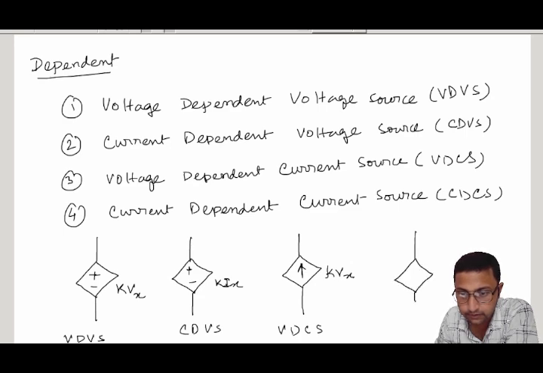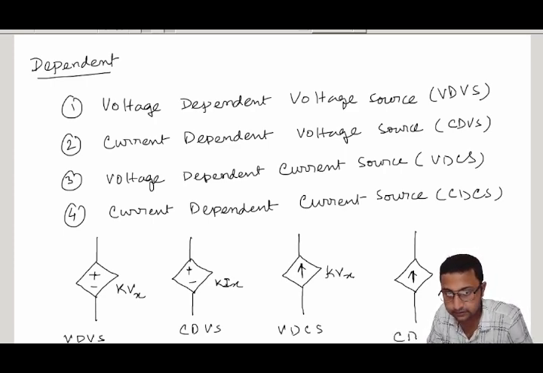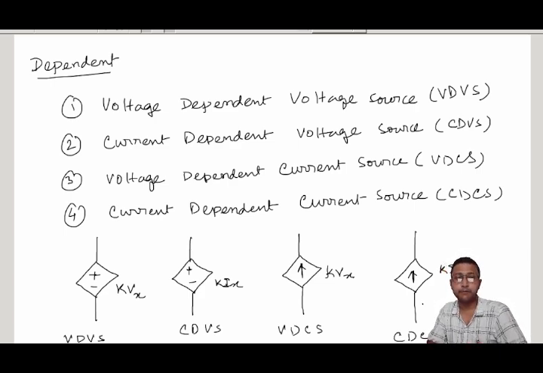So the diagram is like that. It is represented by K of Ix, that means a portion of the current will be represented, that means CDCS. So these are the four classifications of dependent sources, dependent voltage sources or dependent current sources, that are basically known as the controllable sources. Okay, so with this I am ending today's lecture. These are the total concepts of different types of systems, different types of elements and different types of sources. Okay, thank you.